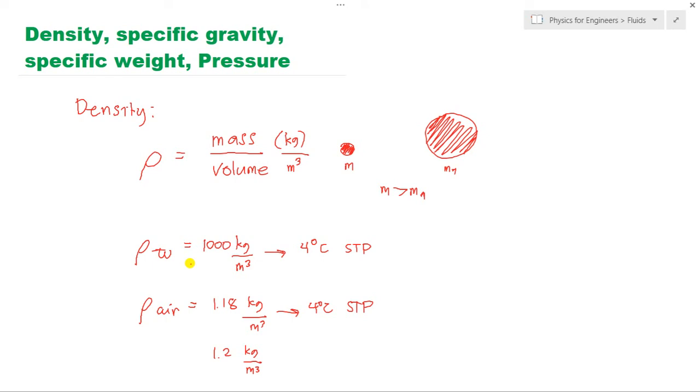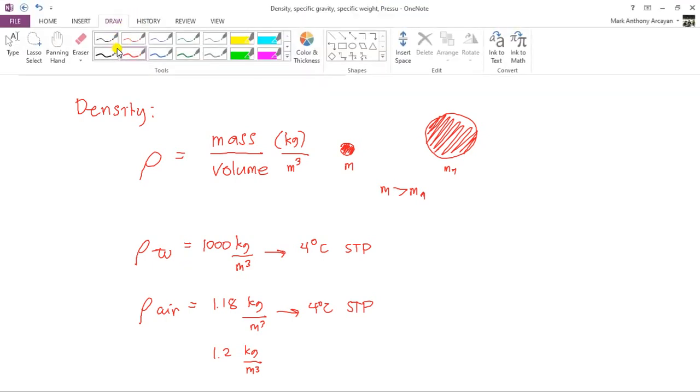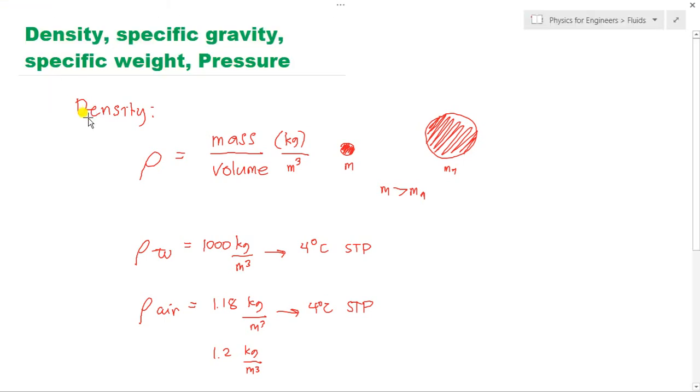Again, the more massive you are, the higher the value of your density. If our volume is bigger, then our density becomes smaller. That is why gases have a small value of density compared to solids and liquids, because they occupy a lot more space than the others. So this is density.